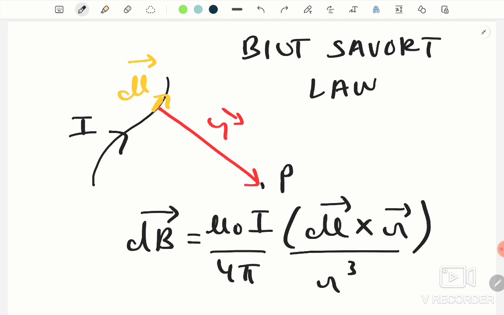How, this is the value we have to keep in mind. According to Biot-Savart law, the magnetic field at point P is given by mu naught I by 4 pi into, inside the bracket, dl vector cross r vector, whole divided by r cube. So with this we have completed Biot-Savart law. Now let's move ahead to the next slide.